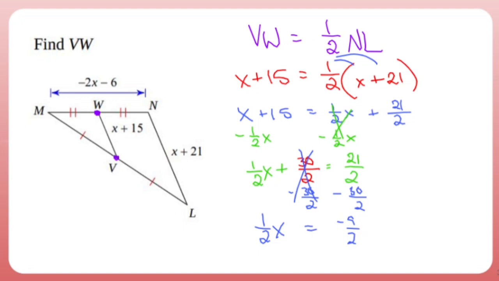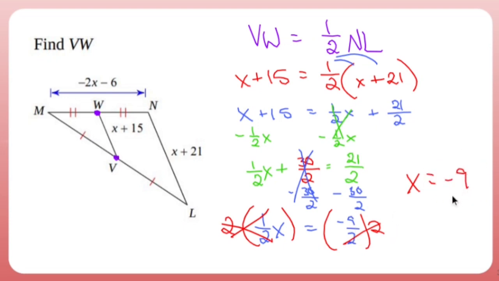My final step is, rather than divide both sides by 1/2, multiply both sides by its reciprocal. So I'm going to multiply both sides by 2 over 1, which is the same as 2. That crosses these out. X is now alone on the left. Negative 9 over 2 times 2 has me cross out the 2's and leaves me with just the negative 9.